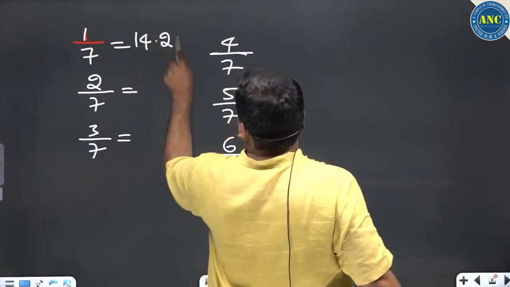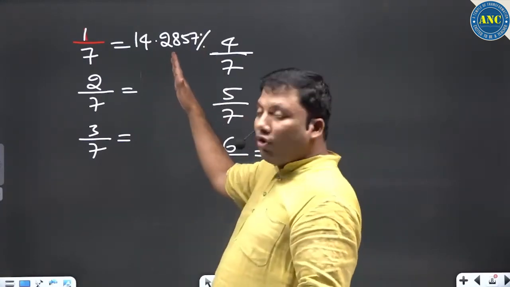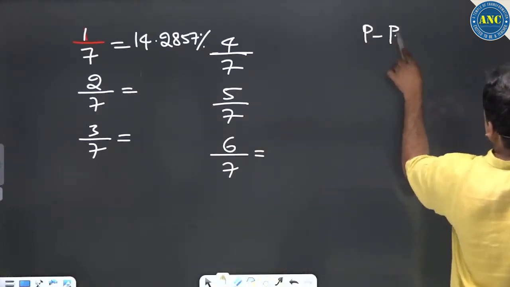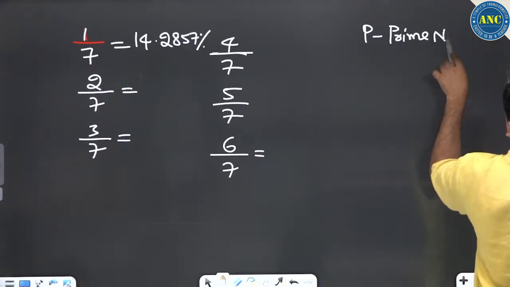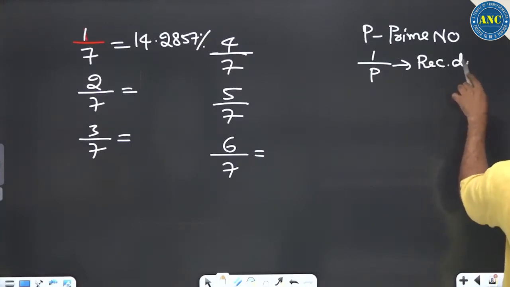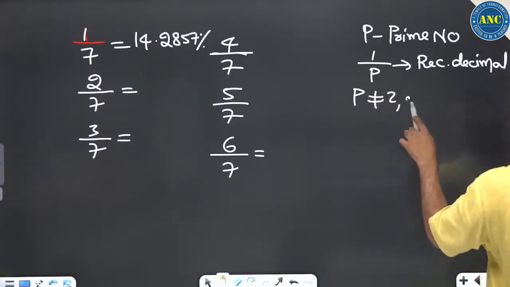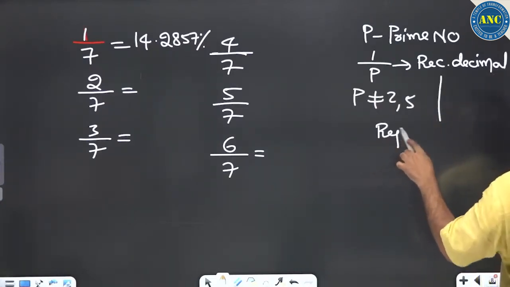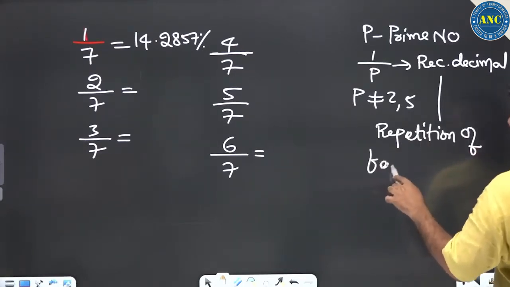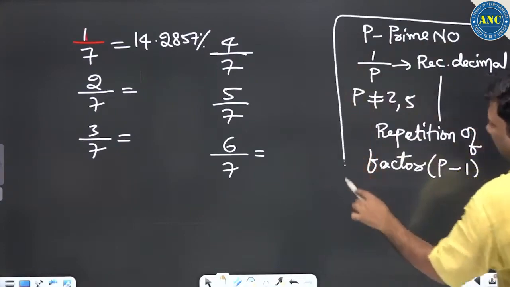Write down 0.142857. Sir, is there any reason why you are writing 6 digits after decimal? Yes, there is a reason. Please write down. If P is a prime number, 1 by P is a recurring decimal, P not equal to 2, 5, with a repetition of a factor of P minus 1. Please write down this concept in your notebook.